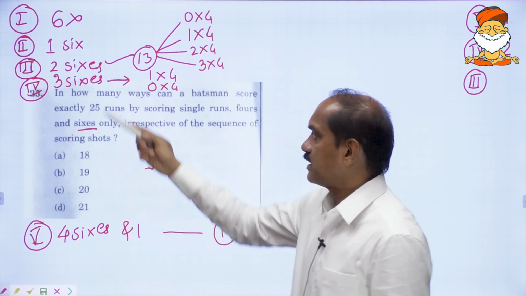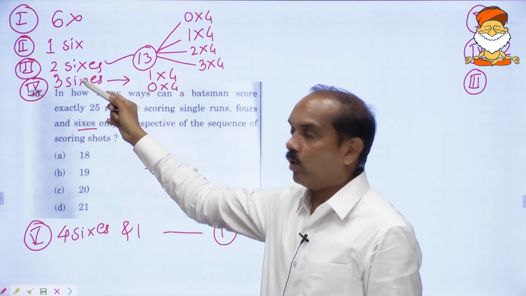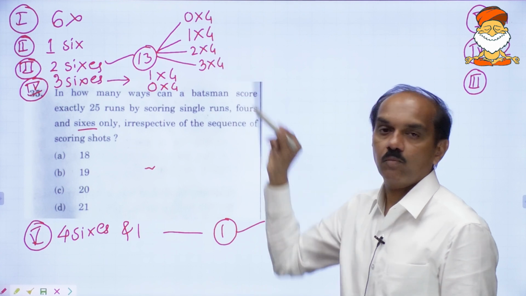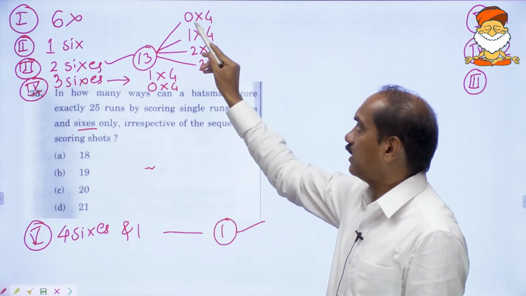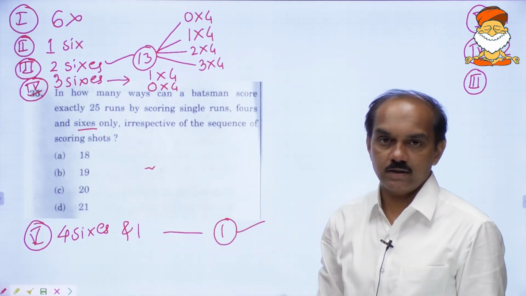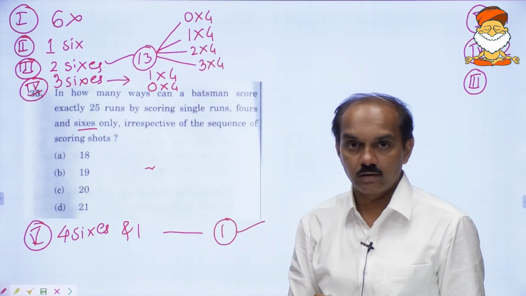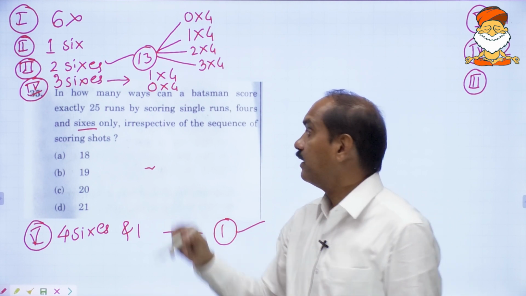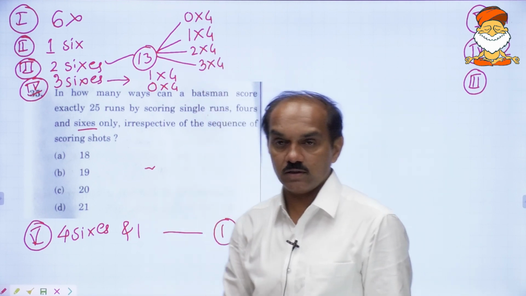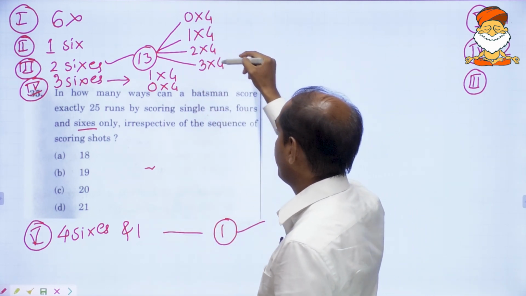Okay. Once sixes are over, then you will have to check boundaries. He can manage with 0 boundaries after hitting 2 sixes. He can manage with 1 boundary. Remaining singles, that is there. Or he can manage with 2 boundaries or 3 boundaries. So 1, 2, 3, 4.